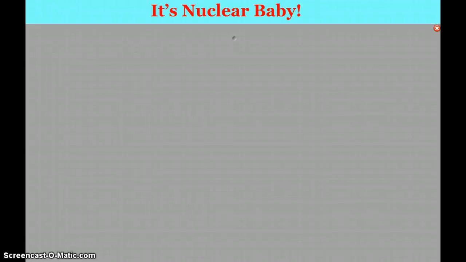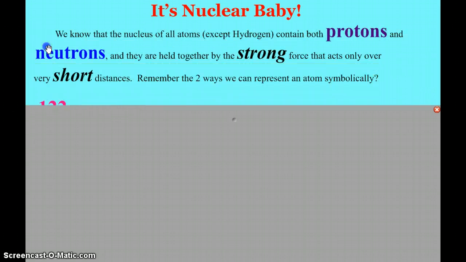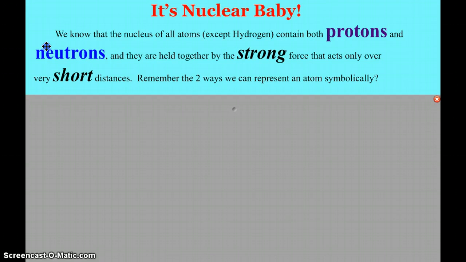Congratulations, you made it to our final unit here, nuclear chemistry. Now, the one thing that makes nuclear chemistry different from all the other chemistry we studied this year is that it involves the nucleus. Everything else we were looking at involved the electrons, transferring electrons, sharing electrons, etc. But with nuclear chemistry, we're going into the nucleus.